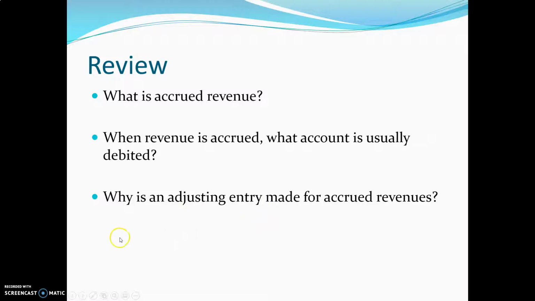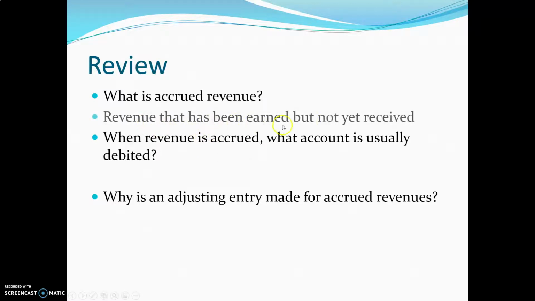Again, I encourage you to pause and think about what the answers are to these questions. So, now that you've had a chance to pause the video, accrued revenue, just to recap, is revenue that's been earned but not yet received. We did the work for it, but we haven't got the money yet. When revenue is accrued, what account is usually debited? It's not going to be bank. It's accounts receivable. We expect to get that money at a later date.